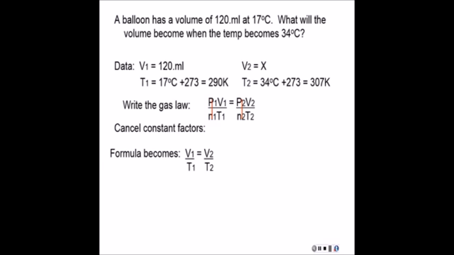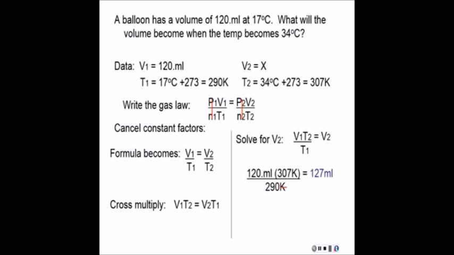That leaves me with Charles' law. I'm going to take Charles' law and solve it for my unknown. So I'm going to cross multiply. This is what I get when I cross multiply. And now I'm going to divide the T1 out of there. So I wind up with V1 T2 over T1 equals my unknown. I'm going to plug in my values and I get 127 mLs for an answer.